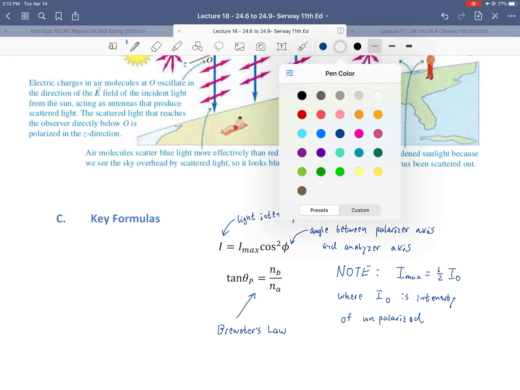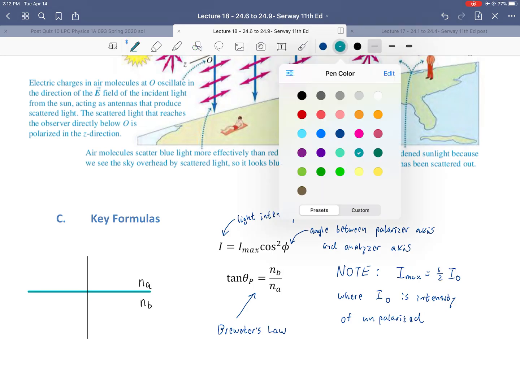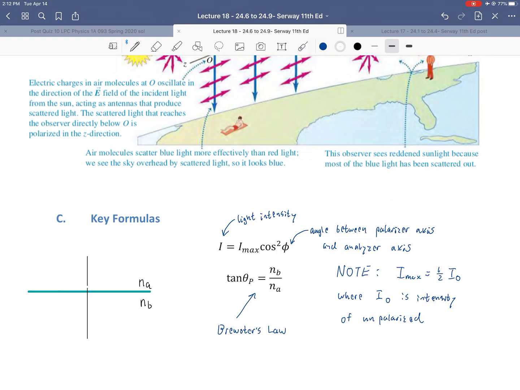So let's draw a transition between two different substances. Something like that. And we'll have our N1 and our N2, or A and B. So NA and NB. If NA is air, then we'd just be dividing by 1, and so essentially we just have the tangent of theta P. Well, what is theta P? Let's draw our normal axes. Make those dotted like this.